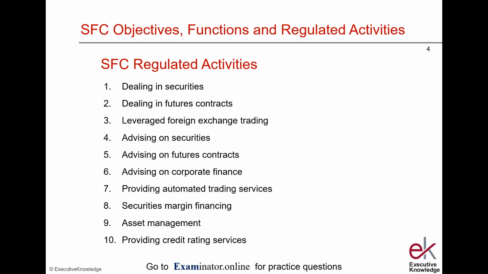We then have activities 4, 5, and 6, which are the 3 advising activities: advising on securities, advising on futures, and advising on corporate finance. Now, if you're involved in advising corporate finance, you'll be involved with listings, mergers, acquisitions, giving independent financial advice. And then we have what I call 4 ad hoc activities. Number 7, providing automated trading services. Those trading services are in-house proprietary trading systems operated by firms. And if you operate such a system internally for your clients, then you must hold a Type 7 license.